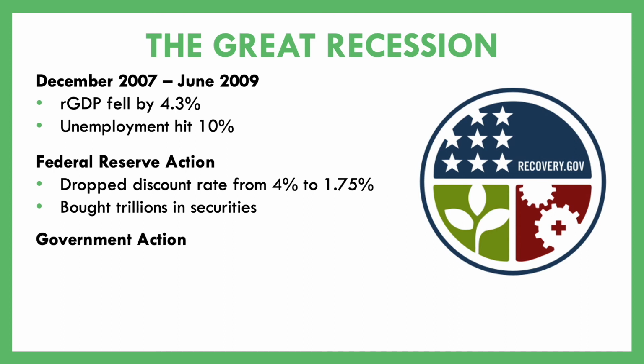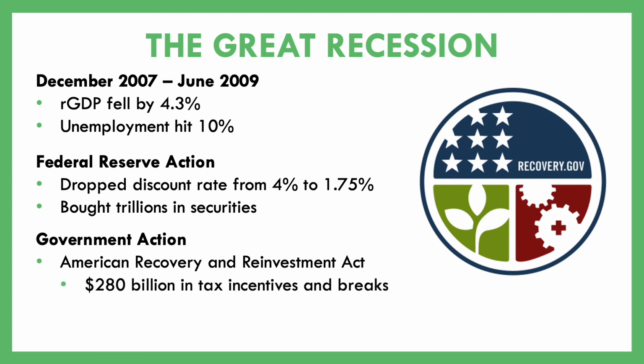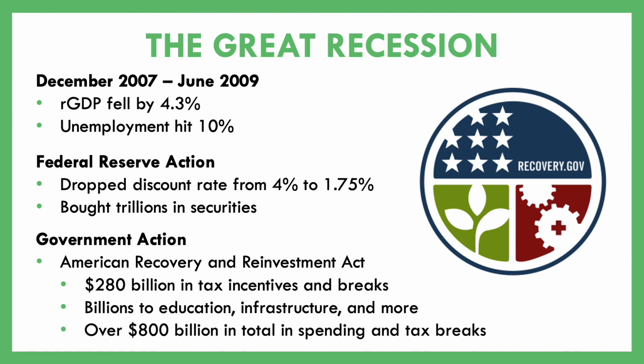We also saw that the government took some fiscal policy actions, primarily through what we call the American Recovery and Reinvestment Act, or the ARRA. What that included was billions of dollars in tax breaks and tax incentives. So again, that's the idea of decreasing taxes. They also put billions of dollars toward education and infrastructure, over $800 billion in total, by increasing government spending and decreasing taxes.